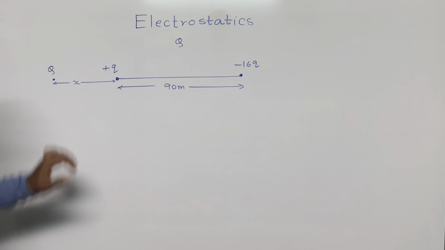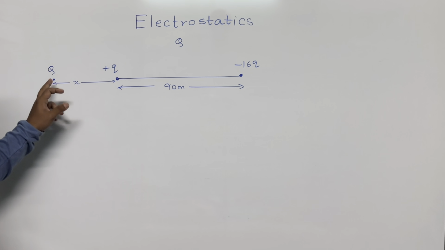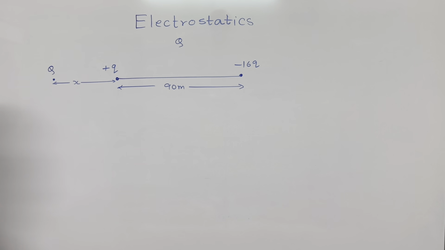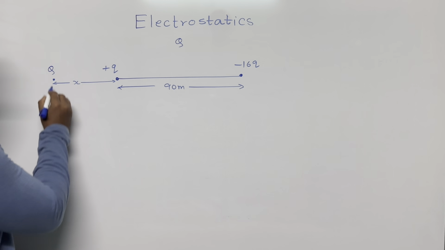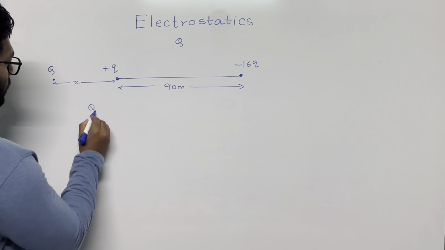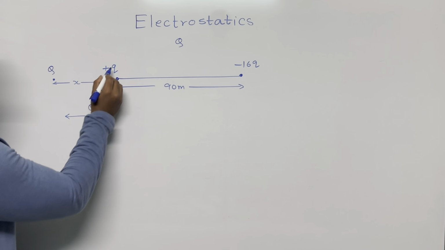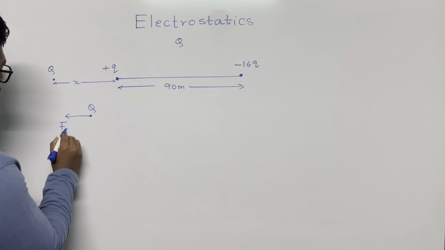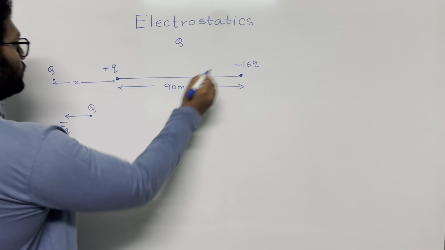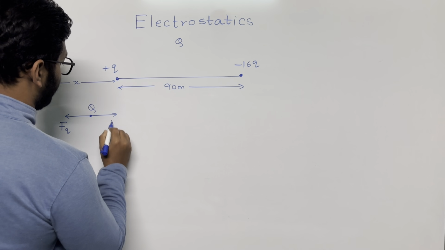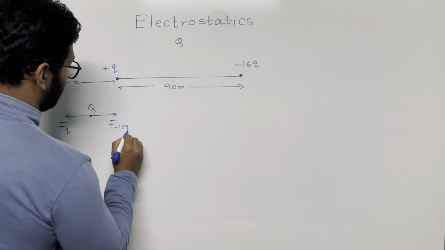Okay, so let's find out this value of x first, so that this capital Q is in equilibrium. Let's do that. If I see the free body diagram of capital Q, the force on this due to this is towards left, Fq, and the force due to minus 16q is in the right direction. Okay.